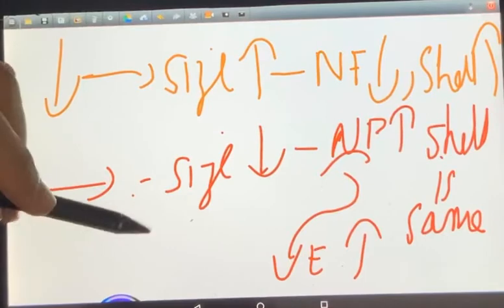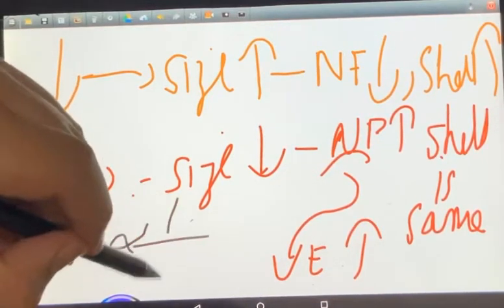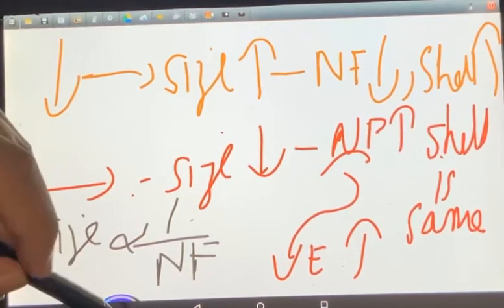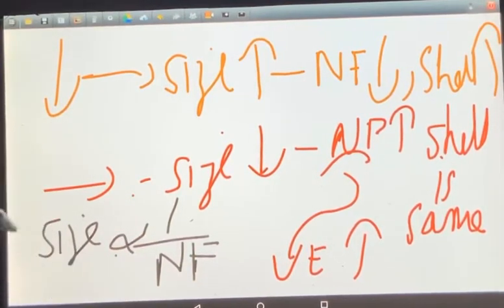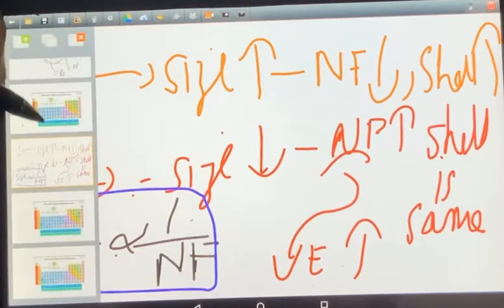The final result which we get is, size is inversely proportional to the nuclear force. The more the nuclear force, the more the electrons are bound together, and the less the size. So this trend of size being inversely proportional to the nuclear force holds good for all kinds of atoms, and hence is a very important and desired result. Fine.